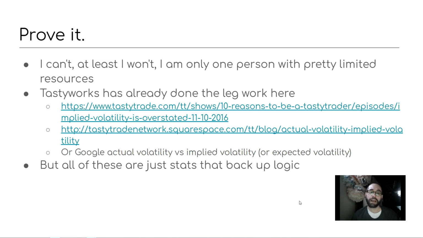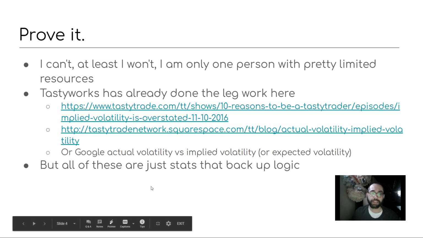But you can just Google actual volatility versus implied volatility or expected volatility, and you should come up with a bunch of articles. But all of this really is just backing up, using statistics, what is logical anyway. You can think about what I'm saying and it's very, very clear that it makes sense. So let's go on to the next slide.